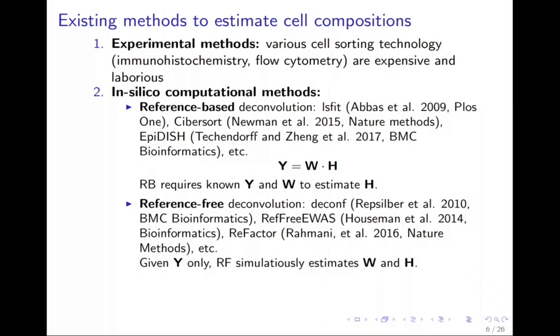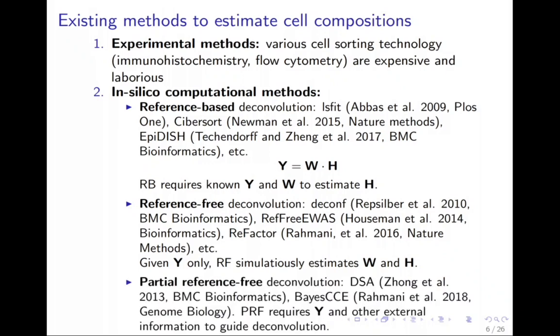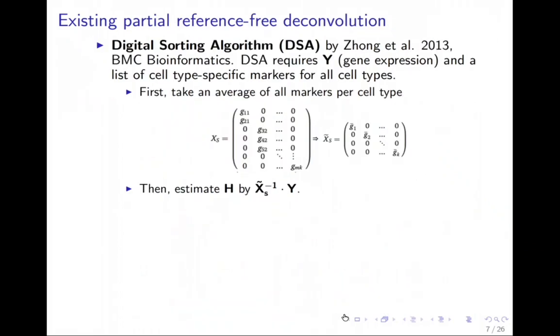This means that reference-free deconvolution is also not applicable here. The last group of methods is called partial reference-free. It does not ask for a reference panel, but it will require some external information to guide the deconvolution, which already shows that we have some marker information. So we try this group of methods on our data.